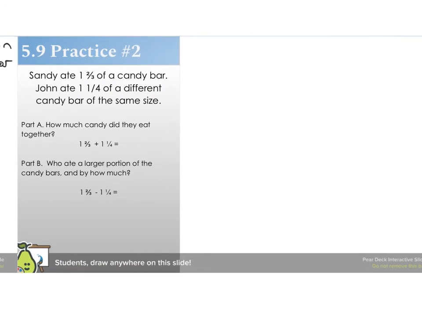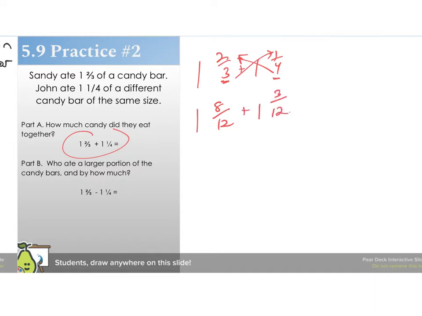Sandy ate 1 2/3 of a candy bar. John ate 1 1/4. So we're going to be adding these, 1 2/3 plus 1 1/4. We need the common denominator. It's going to be 12 in this case. So 1 8 12ths, because I multiplied by 4. I multiply, so it's going to be 1 3 12ths.